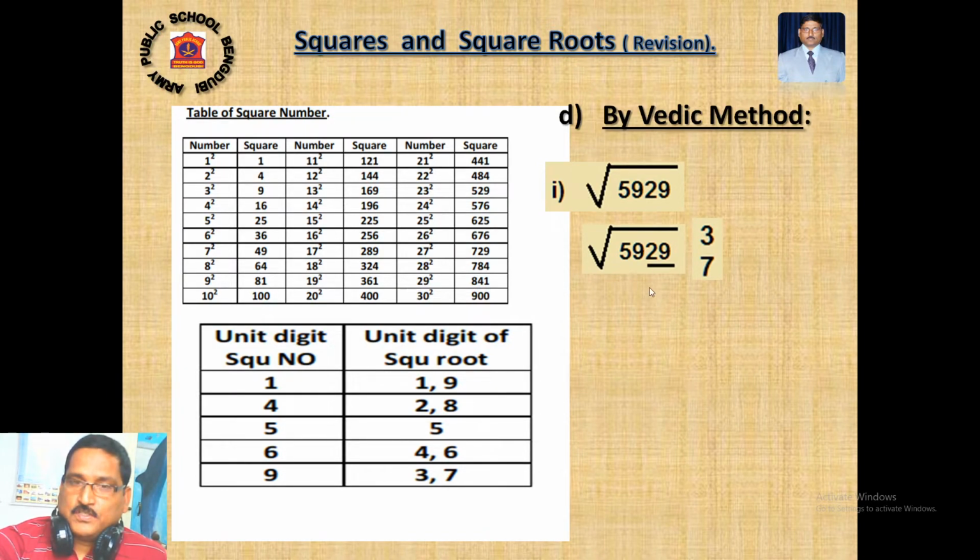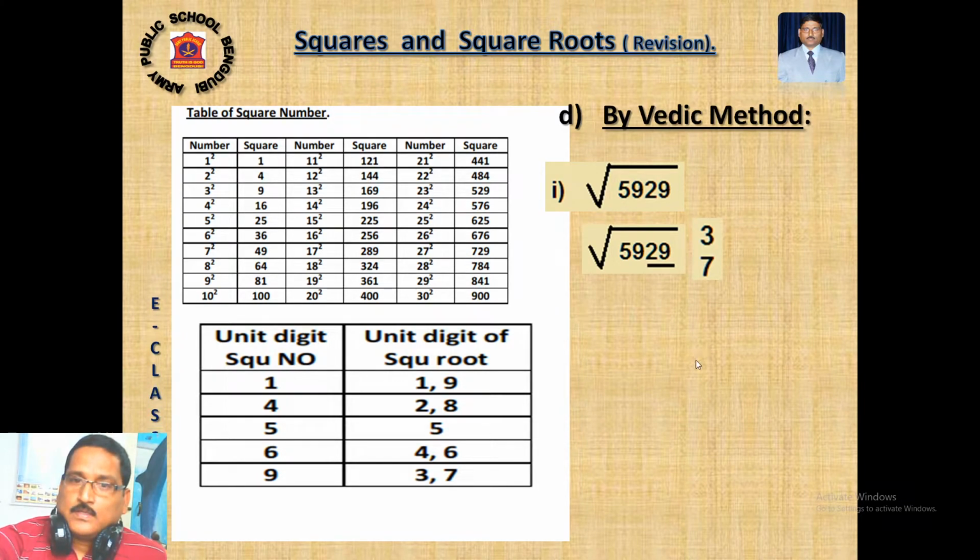What will be the 10s digit? You have the 59. 59 comes after squaring of which number? 7 7s are 49, 8 8s are 64. It is more than 59. You cannot take 64. So I am getting 59 after 7 square.